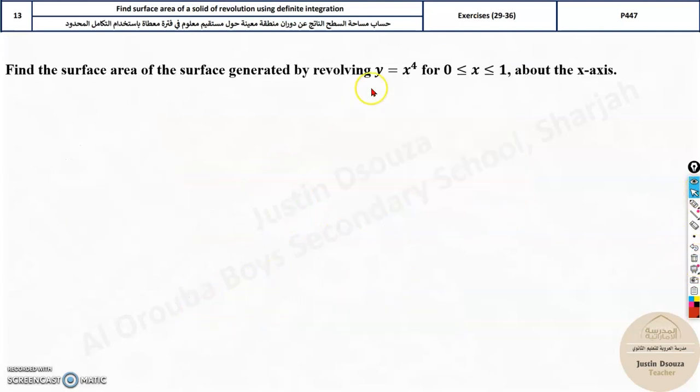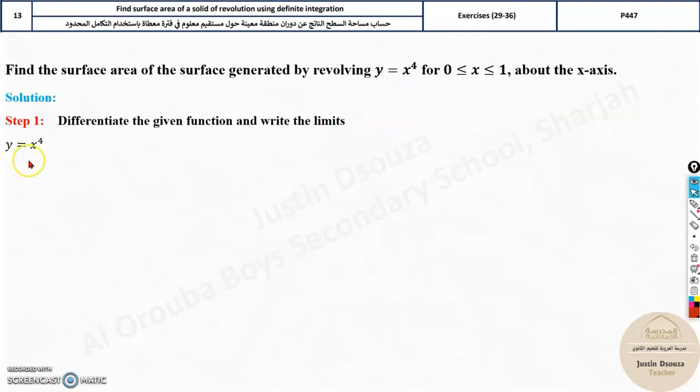We will look into a problem. So this is a problem. Find the surface area generated by revolving this particular equation, y equals x to the power 4, for x greater than or equal to 0 and less than or equal to 1, about the x-axis. Now all you need to do is first differentiate this, because in the formula we need the differentiation, isn't it? So differentiate this. y equals x to the power 4. This 4 comes down, you'll get 4x to the power 3. That is the differentiation, that is f dash of x or y dash.